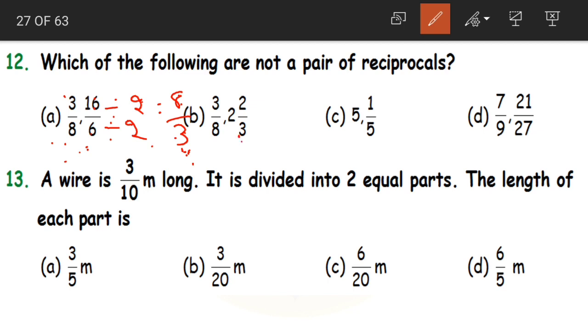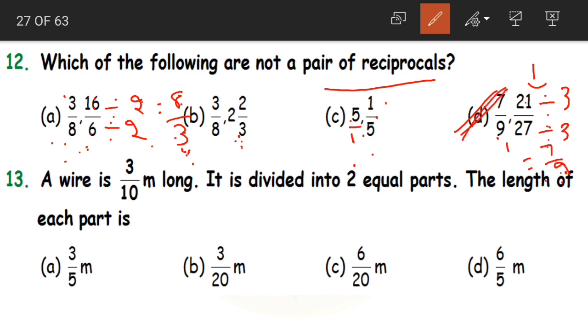Again I am having a mixed number here. I will skip it for now. Now next, 5, 1 by 5. We know that 5 is nothing but 5 by 1 and 1 by 5 is the reciprocal. So this is also not our answer. Option 7 by 9, 21 by 27. If you are confused, again try to find out the equivalent fraction here. Divide it with 3. 3 sevens are 21 and 3 nines are 27. What is this? This is again 7 by 9. 7 by 9 comma 7 by 9. Are these a pair of reciprocals? No. So this will be our correct option.